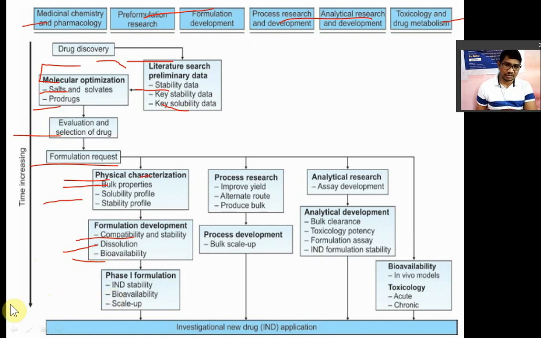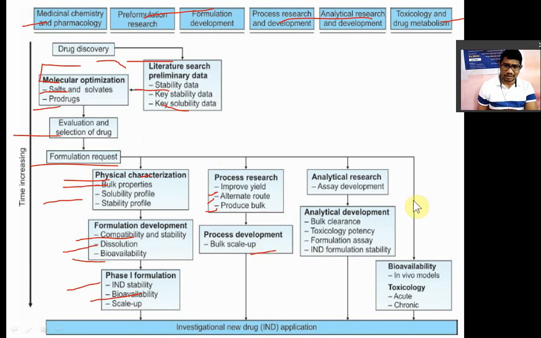So phase one is known as phase one formulation, IND stability, bioavailability and scale up. Then process research includes improvement of yield, alternate route, reproducibility. For example, if you synthesized one drug, but the synthesis costs you a lot, with this raw material and this process you get a product, but the cost to synthesize that product is high and the yield after synthesis is low, you can increase the yield, you can use an alternate process, an alternate route, to produce that drug in bulk in an economical way. So that is process research. In process development, bulk scale up.